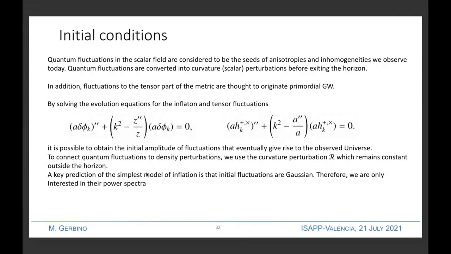So after some algebra, you can come out with these two equations for the evolution of scalar perturbations on the left and tensor perturbations on the right. Remember that tensor perturbations can be expressed in terms of these two functions, h cross and h plus, that represent the entries of the traceless and symmetric tensor. The solution to this equation gives the value of the perturbations to the inflaton field and to the tensorial part of the metric. We have the value of the perturbations that are generated by inflation.